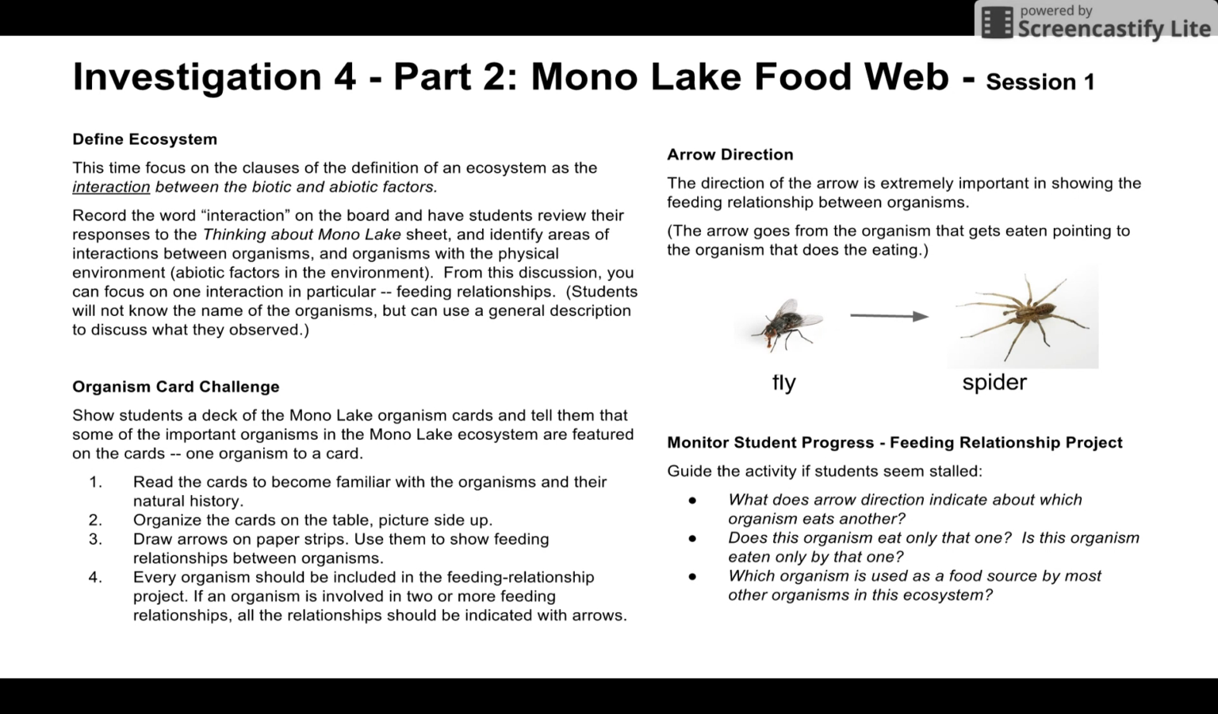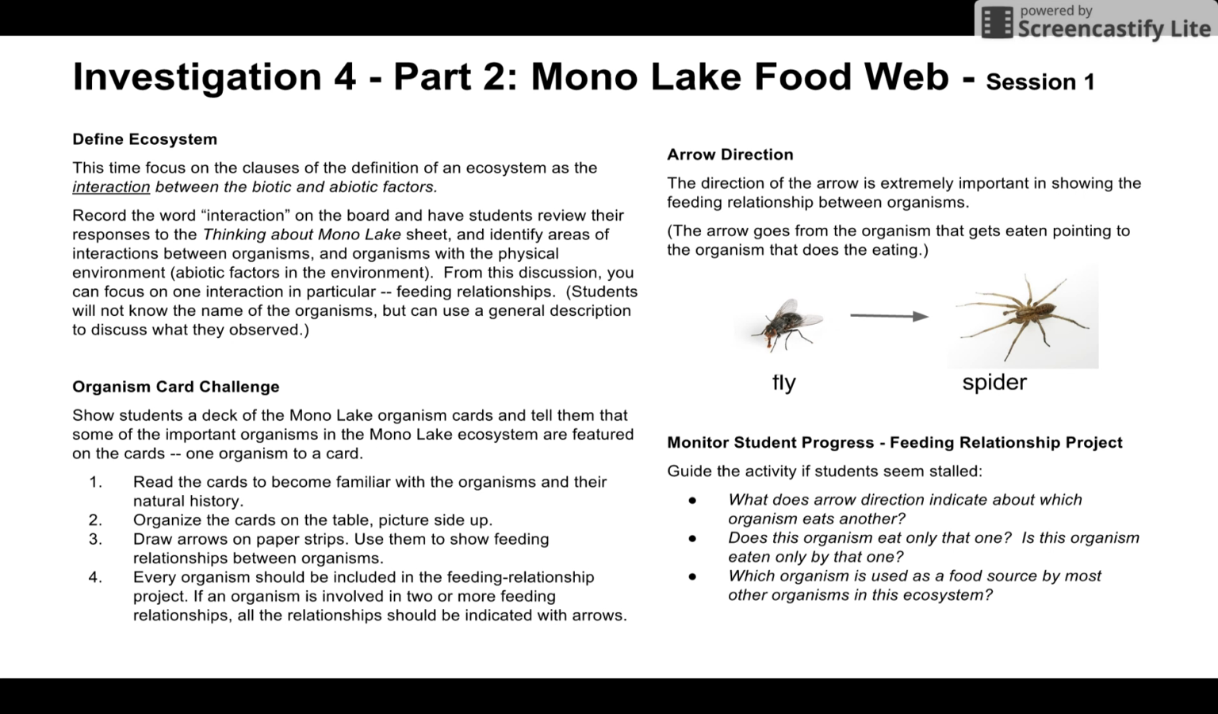Draw arrows on paper strips. Use them to show feeding relationships between organisms. Every organism should be included in the feeding relationship project. If an organism is involved in two or more feeding relationships, all the relationships should be indicated with arrows.